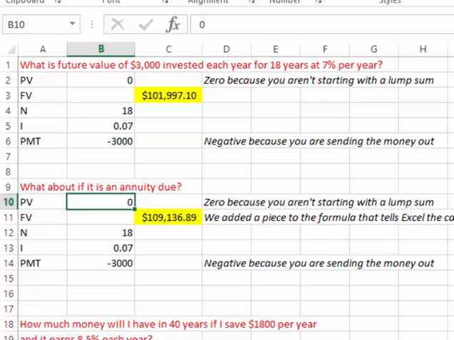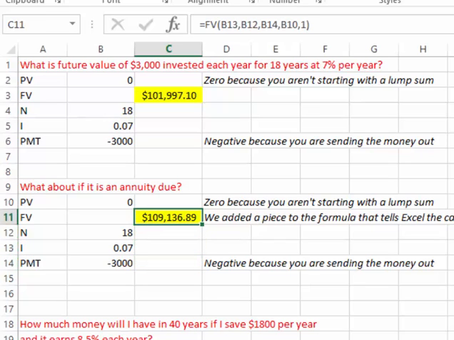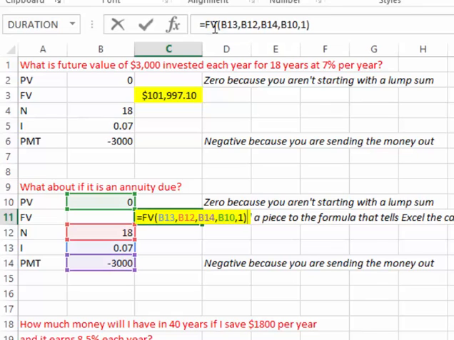Okay, let's just real quickly show what happens with an annuity due. We have those exact same inputs, the 0, 18 for N, 7%, and then negative 3,000. But in our formula, in the function, the future value formula here, we've got FV, and we have the rate input. And notice now I'm starting to use Excel in a more powerful way, where I'm referencing cells with my inputs, and I'm leaving my function here linked to cells.